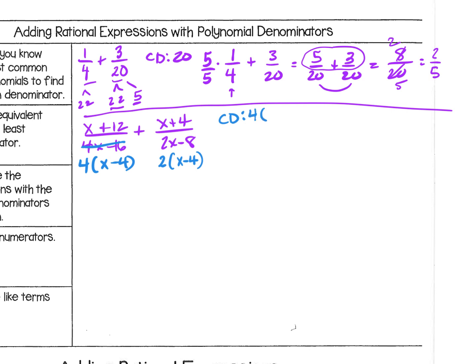We need a 4, and we need an x minus 4. Questions? All right, now we've got to apply that to everything. So we're going to take x plus 12 and put that here. We're going to put x plus 4. And yes, I am putting them in parentheses for a reason, because now we have to compare what's in our denominator with what's up here in our common denominator and decide if we need to multiply by anything.